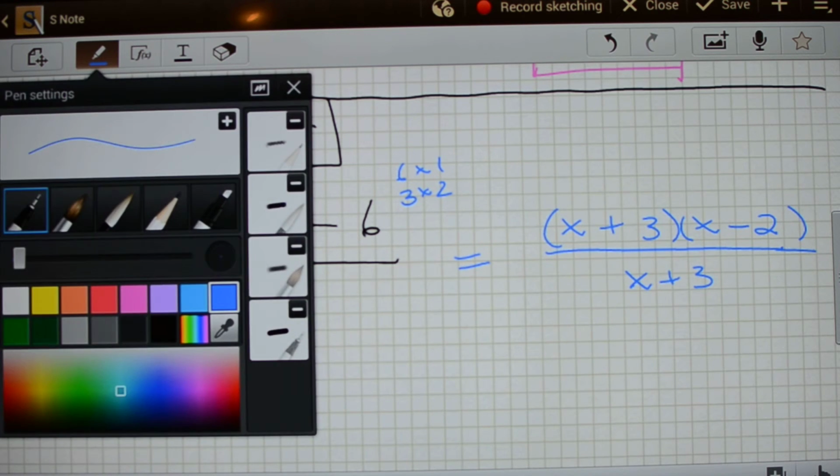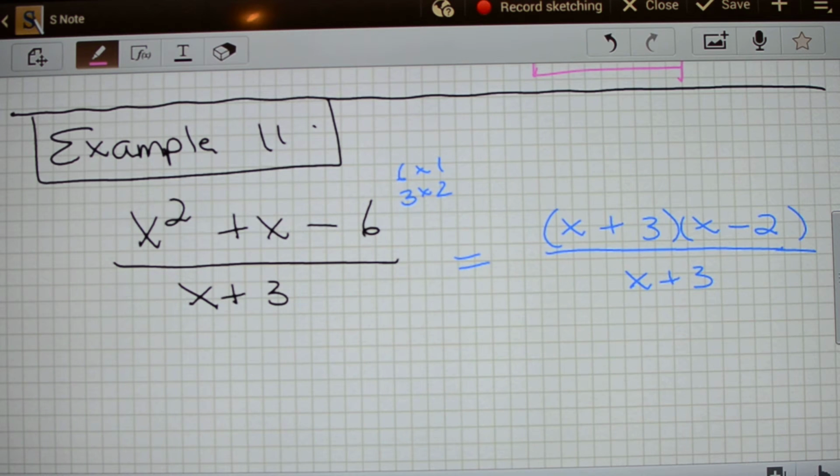If you're trying to get help factorizing this thing, it's a pretty good indication. The fact that x plus 3 is at the bottom is a pretty good indication that one of these two factors is going to be x plus 3. That's just how they design these problems. So usually you're going to have that situation.